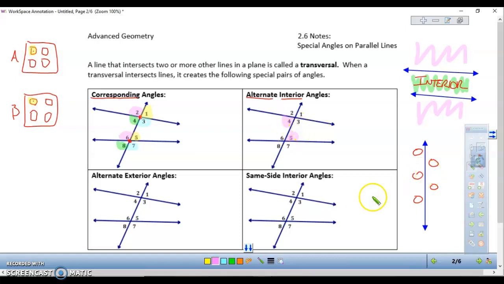This is how alternate interior angles are. All right, so check it out. For instance, another pair of alternate interior angles would be angle 3 and angle 6. All right, now by that same logic, this should be pretty easy.